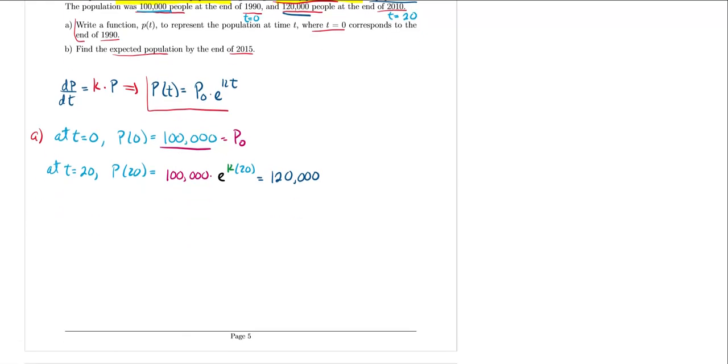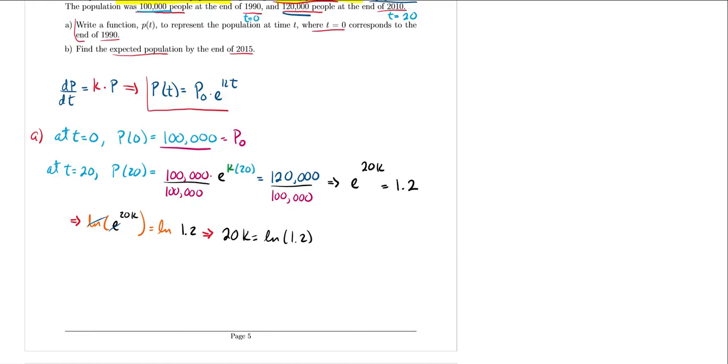So isolating the k, I'm going to divide by the 100,000 on both sides. That's just going to leave us with e to the 20k is equal to 1.2. Now we're dealing with a simple exponential equation, so we can take the ln of both sides. I'll put the ln in orange: the ln of e to the 20k is equal to the ln of 1.2, and the e and the ln cancel out, leaving us 20k is equal to the ln of 1.2.